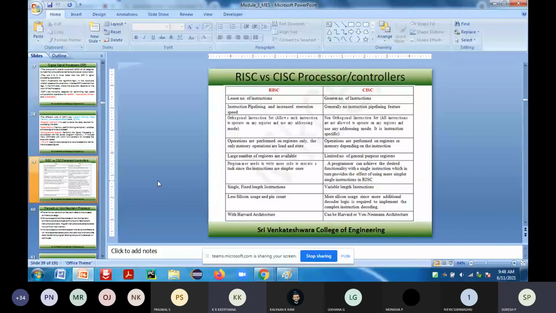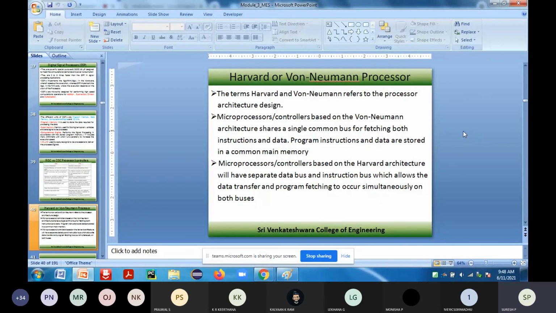Okay. Yes, your Harvard architecture has a separate data path and a separate instruction path. Whereas in your von Neumann architecture, the bus is shared by both instructions and data. That's the difference between these two. I think you already know these two things, so this is the difference they tell.